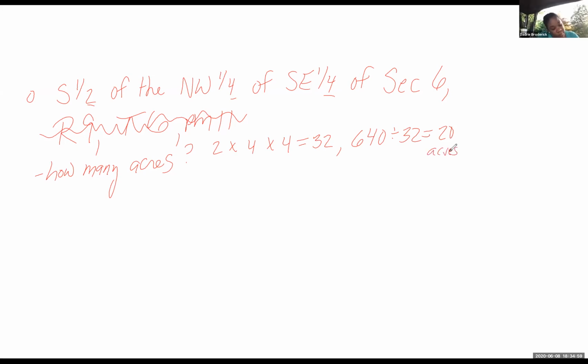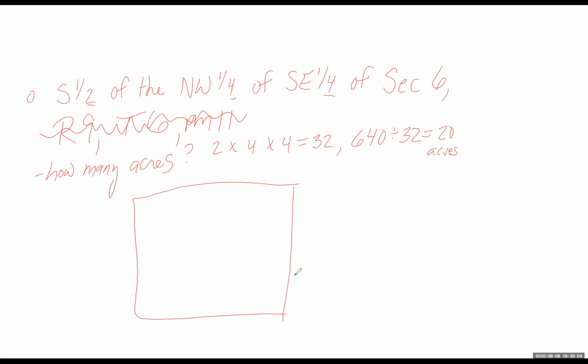Okay. So let's see if we did it a different way. Here, let's say it's section 6. I like to do my north, south, east, west. So if I start over here, section 6, and now it says the word of. So that's one thing I wanted to show you, because if it said the word and, it would mean what? It's a different piece of land.